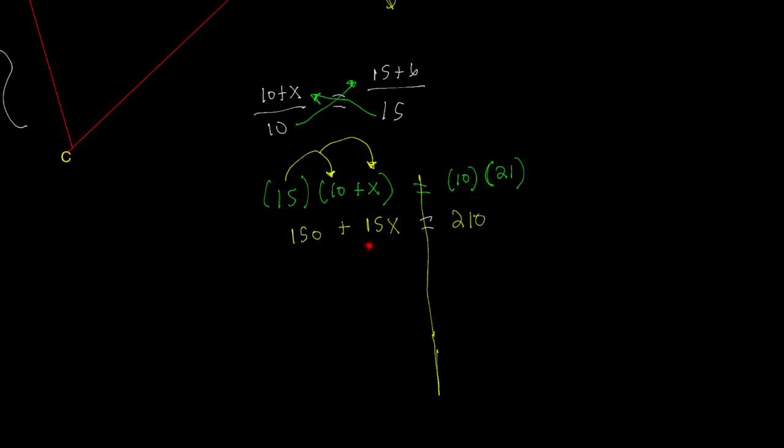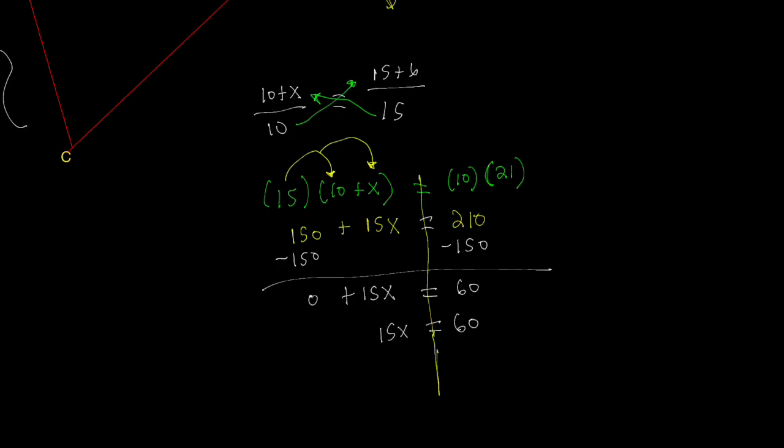Now the objective is to isolate x, but we have to get rid of this 150. Here we have a positive 150, so the inverse operation would be minus 150. We have to do that to the right hand side as well. 150 minus 150, that's 0, so we get 0 plus 15x on the left. And then 210 minus 150 is the same thing as 60. 0 plus 15x, that's 15x. And then this still equals 60.